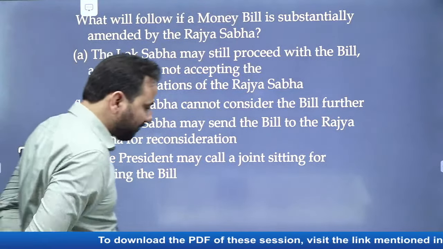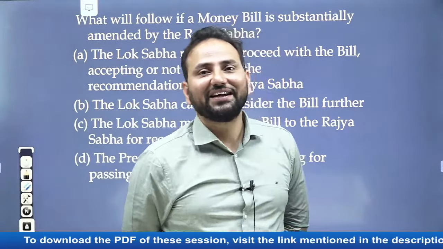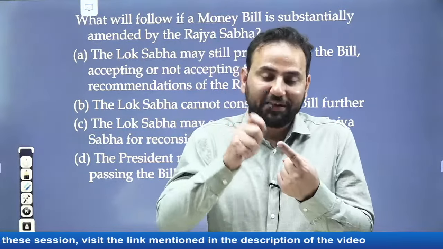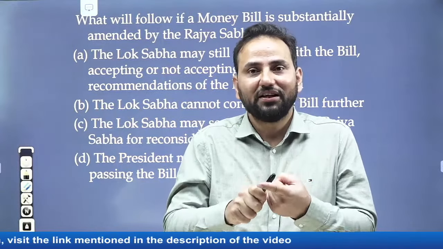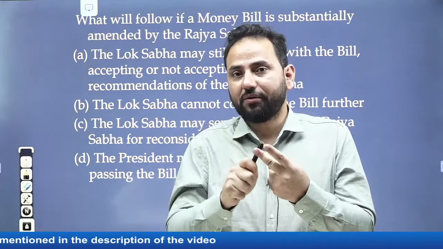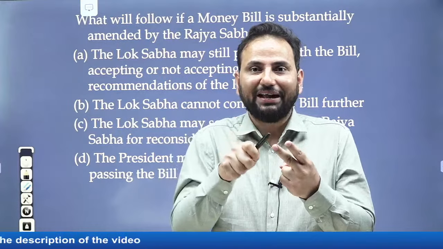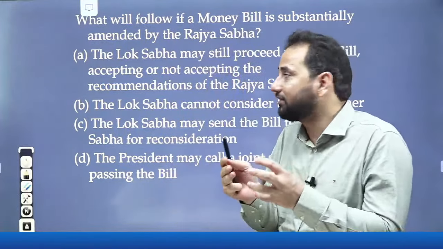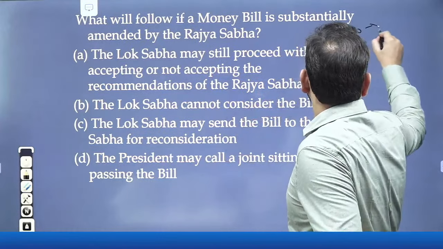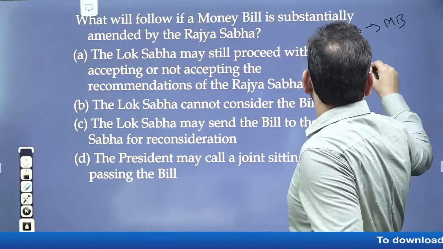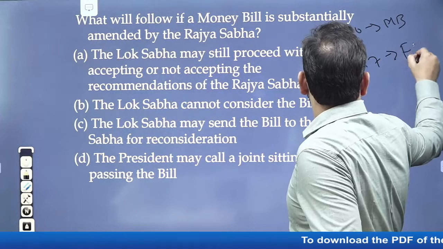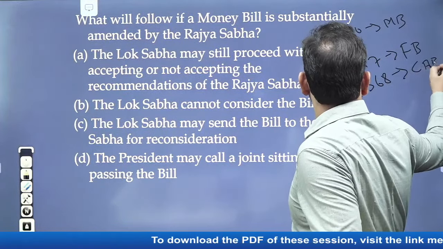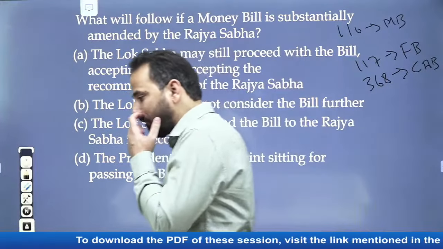When you talk about the concept of types of bills, you have to understand that there are certain basic types of bills specified in the Constitution, like money bill, finance bill, constitutional amendment bill, and ordinary bills. Excluding these 3 types, all other bills are known as ordinary bills. Article 110 specifies the money bill, Article 117 specifies the finance bill, Article 368 specifies the constitutional amendment bill, and other provisions specify ordinary bills.